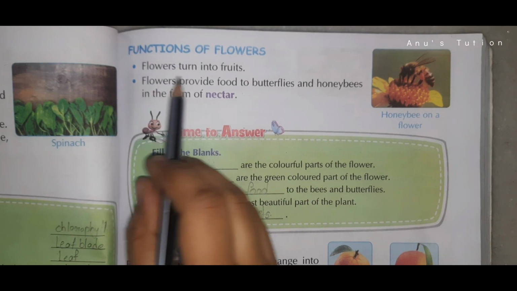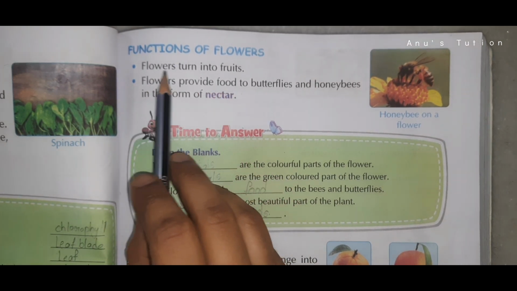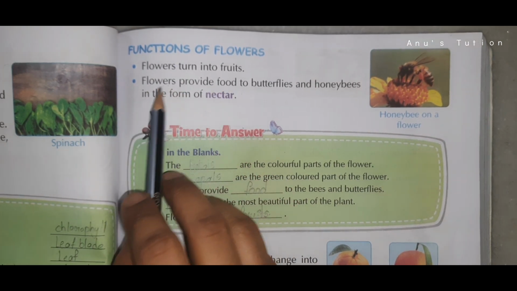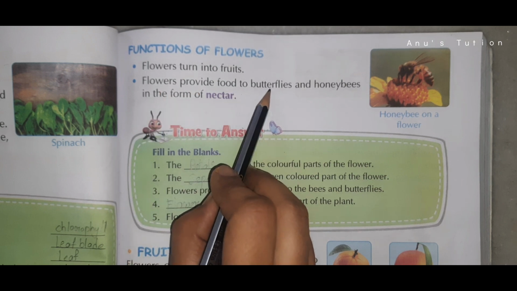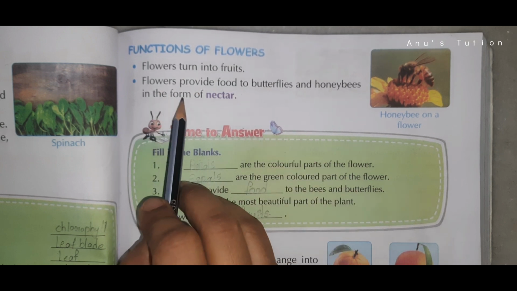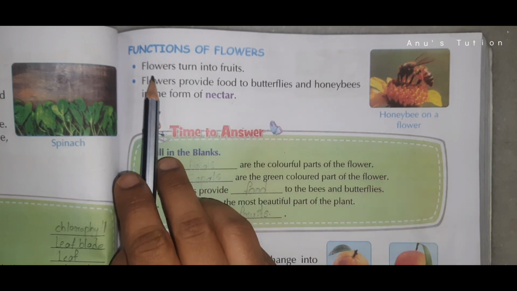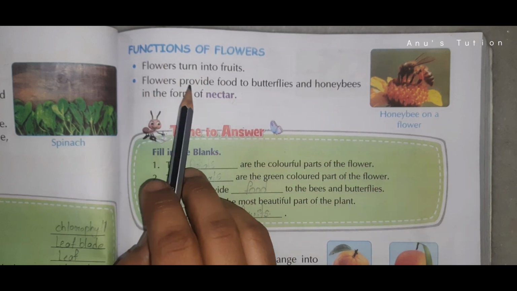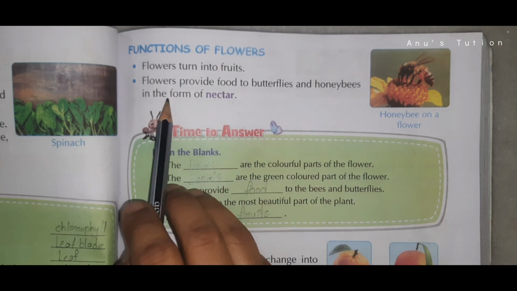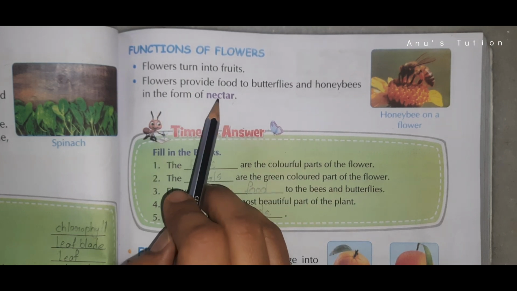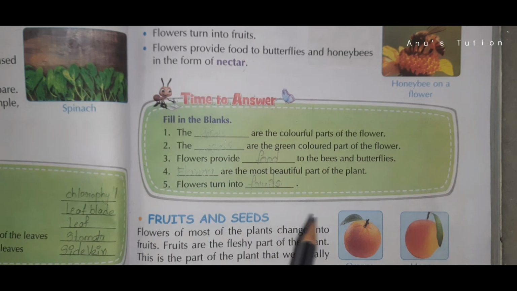See here, functions of a flower. Flowers turn into fruits. Flowers provide food to butterflies and honeybees in the form of nectar. Honeybee on a flower. Okay, flowers turn into fruits. Flowers provide food to butterflies and honeybees in the form of nectar. Next, here is the fill in the blanks. We will fill it up.